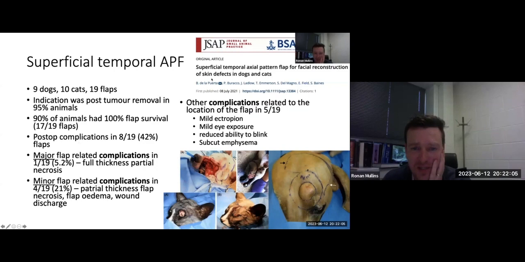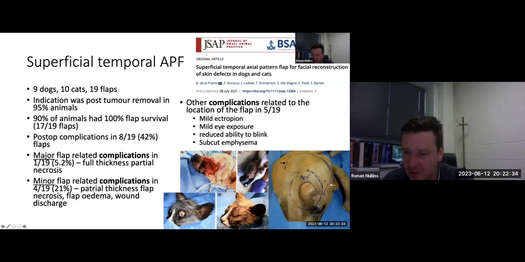This is a more recent clinical study by Benito Della Puerta in the UK. So they had 9 dogs and 10 cats. Overall, 90% of the animals had 100% flap survival. So some very good results in this. And again, a reasonable rate of postoperative complications, 42%. A major rate of complications of 5% and minor of 21%. So again, just some images from that study.